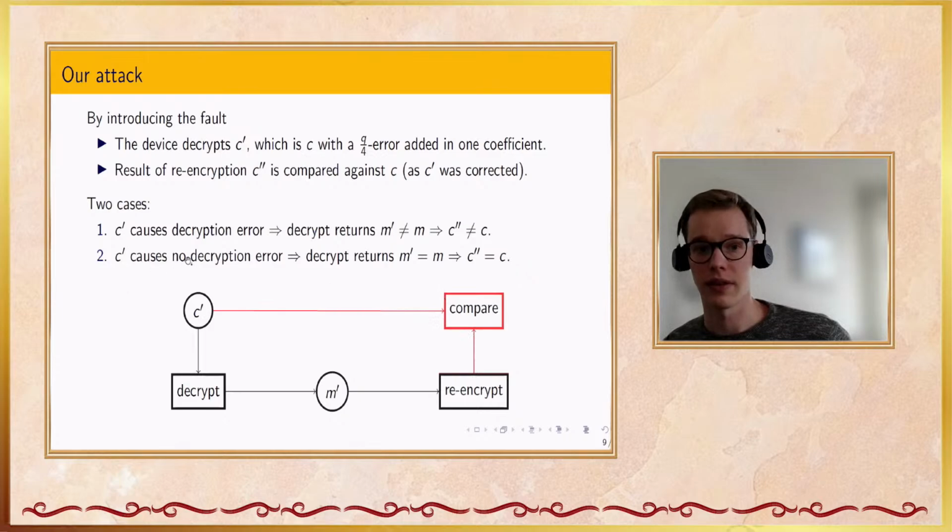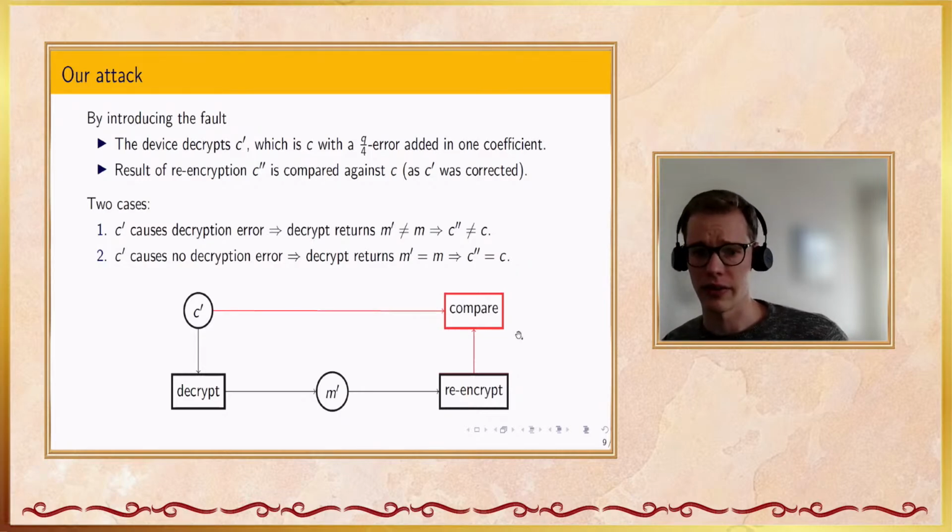If C prime causes no decryption error, then in decrypt we get the same message, M prime is M. And then the re-encryption also gives the same ciphertext, and C prime prime is C. So we do not see a decapsulation error. So now by observing decapsulation errors, we can actually observe decryption errors. And as we saw before, that gives inequalities. So each failed decapsulation gives an inequality, and each successful decapsulation also.